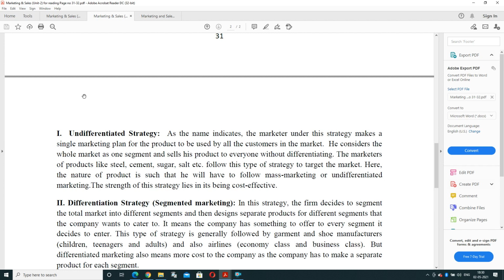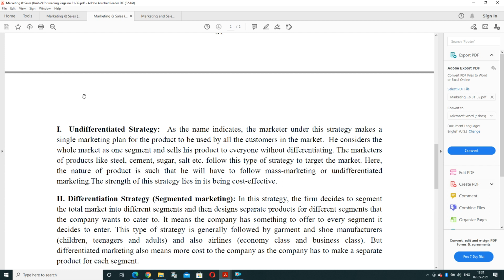Here the nature of the product is such that he will have to follow mass marketing. It means a bulk of production is there. There is no differentiation and it is also a cost effective method. Because it is undifferentiated marketing, there is no differentiation of product, and no need to make different category products. That's why the strength of this strategy lies in its being cost effective.